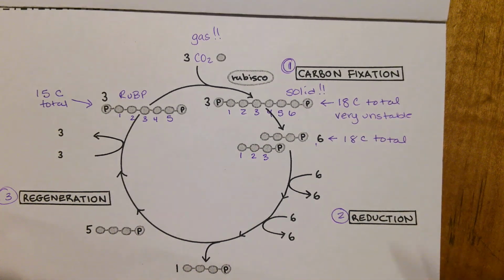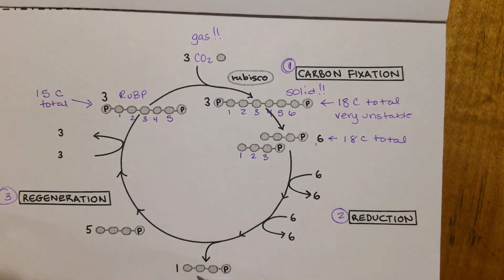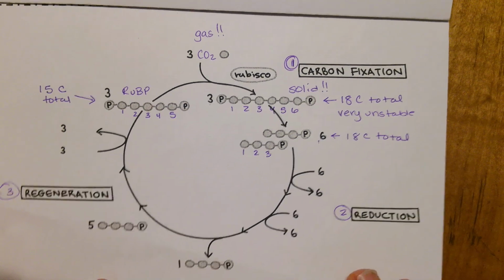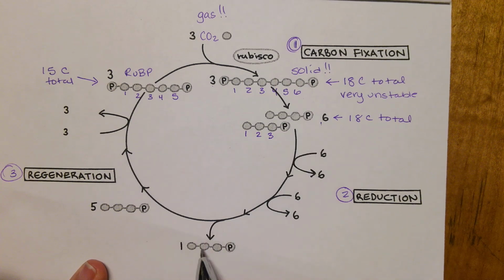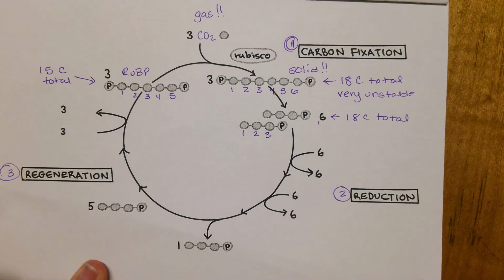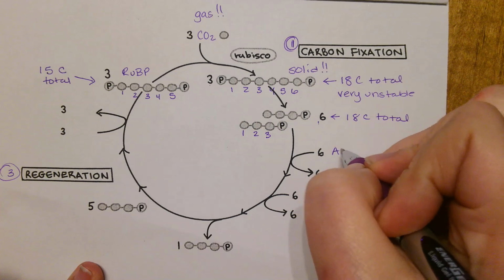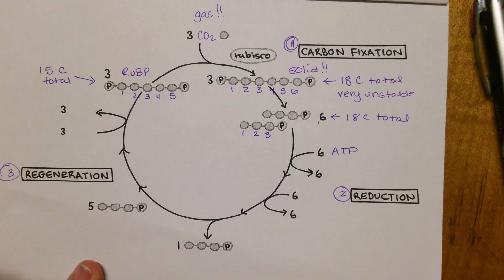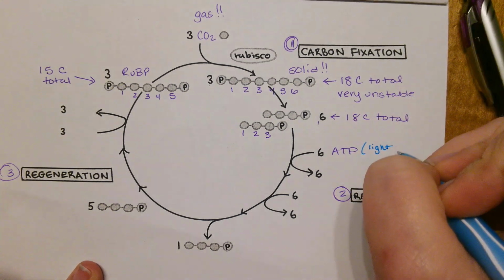Okay, so now we've got this guy. This guy has to go through reduction, okay? Remember, we're only focusing on the carbons. It looks like we have 6 here, but we need to transfer some electrons and reduce this molecule. So the first thing we're going to use is 6 ATP. Where did we get our ATP from? ATP were from the light dependent reaction.